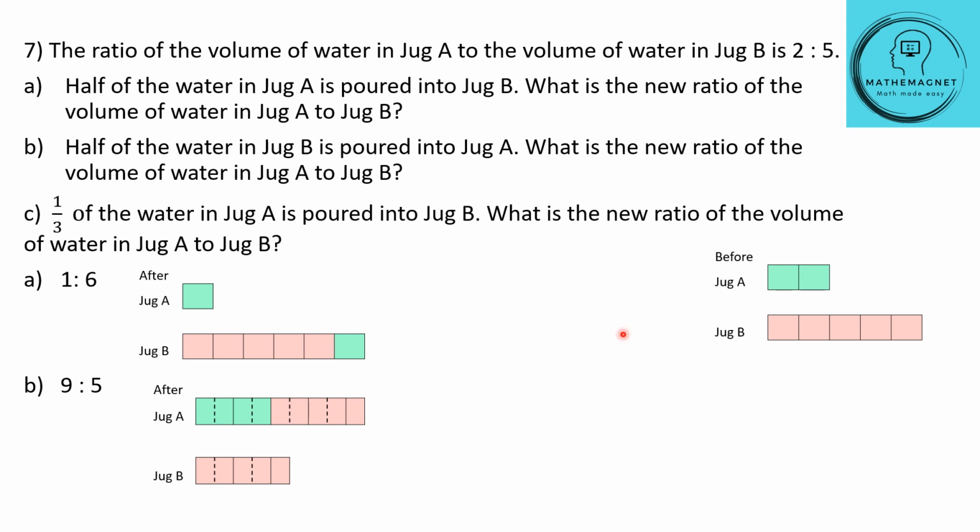So basically out of 10 parts, 5 parts, that is half of it, will go to jug A. So basically it will become 4 plus 5, which is 9, is to 5 in jug B. So the ratio will be 9 is to 5.